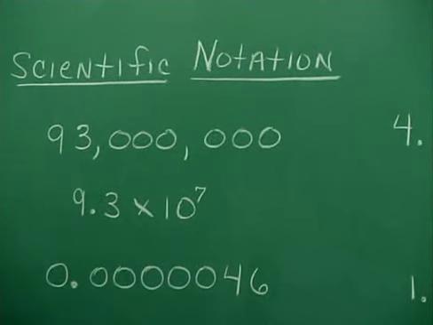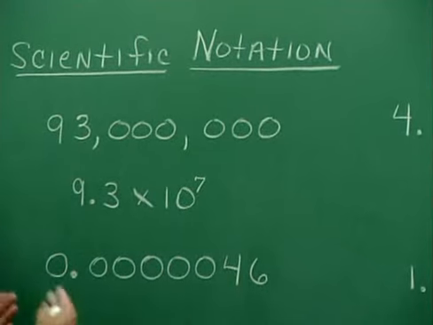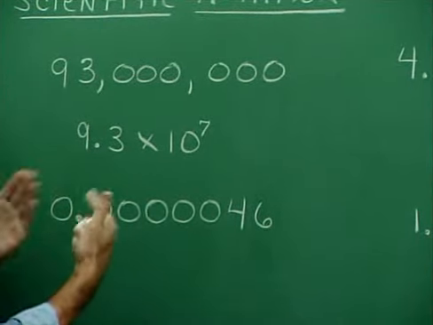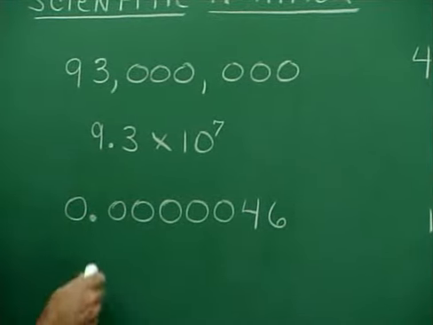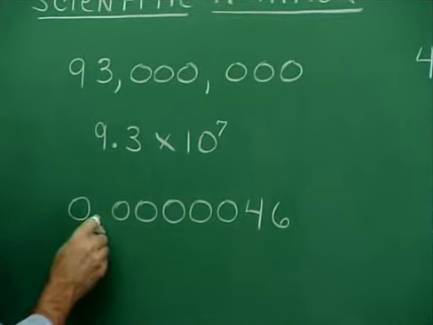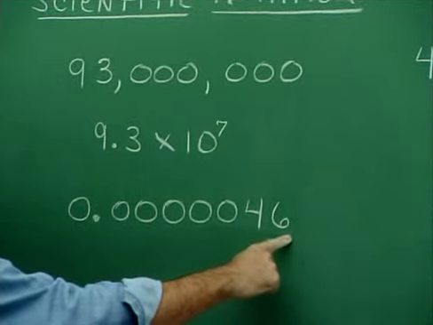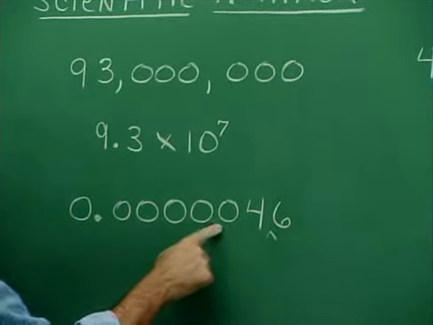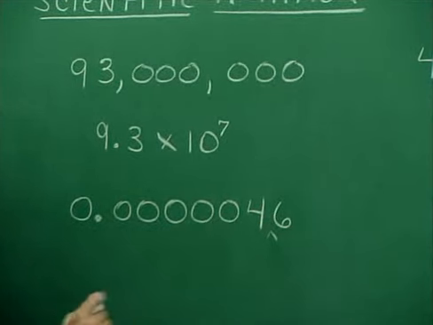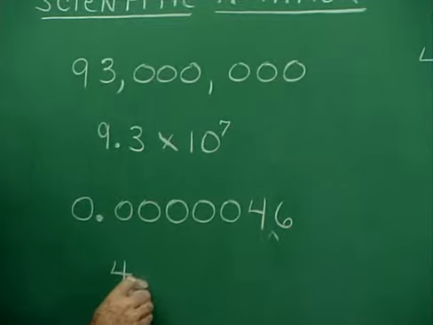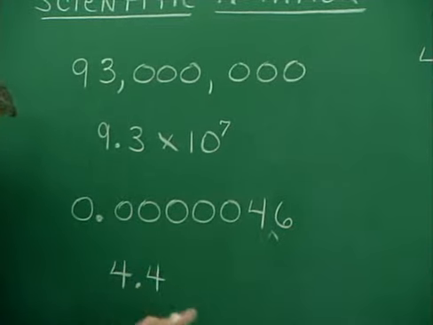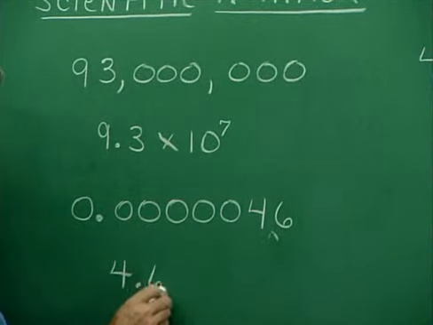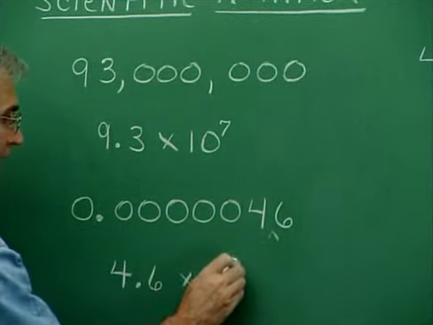And for incredibly small numbers, we're moving the decimal in the other direction, and it just means that the exponent on 10 is going to be negative. But here we're going to move the decimal point to a position between the 4 and the 6. So we're moving it to this position, and we're moving it therefore 1, 2, 3, 4, 5, 6 places. So our number in scientific notation is 4.6 times 10 to the negative 6.